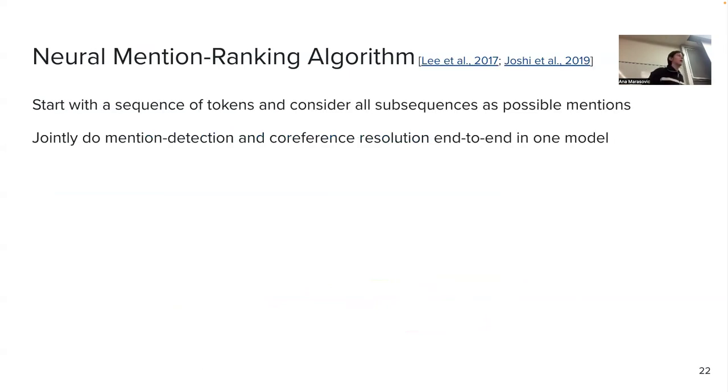Okay, so with the neural mention ranking algorithm, we are going to have a fully end-to-end approach. We start with a sequence of tokens and consider all subsequences as possible mentions. All subsequences is actually a slight lie here, because we bound them by how long they can be, and very often people choose subsequences of maximally 10 tokens. When we say end-to-end, this means that we are not going to have a pipeline where we first find the mentions, and then a separate component does the coreference chaining. Rather, the model will do everything jointly.